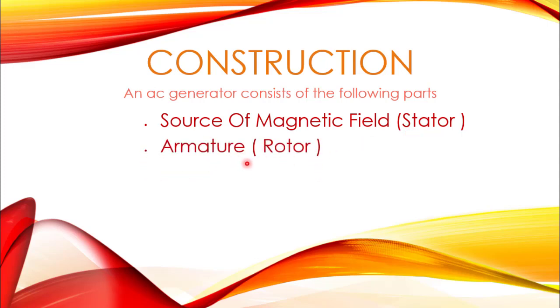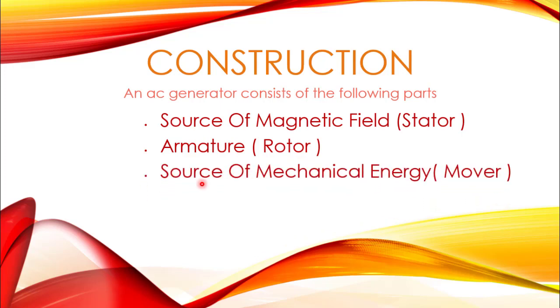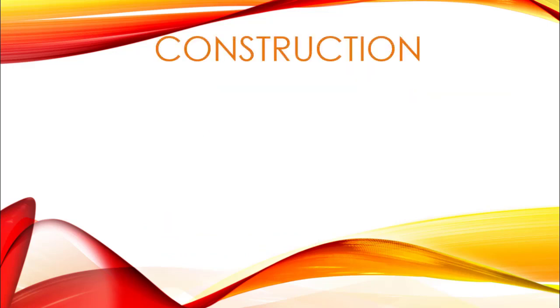An armature or a conductor, which is used to design a generator, is rotated inside the magnetic field in the structure which we are discussing today. So, due to rotation, it is called a rotor. A source of mechanical energy would be termed as a mover because it moves the conductor inside the magnetic field. Slip rings and carbon brushes.